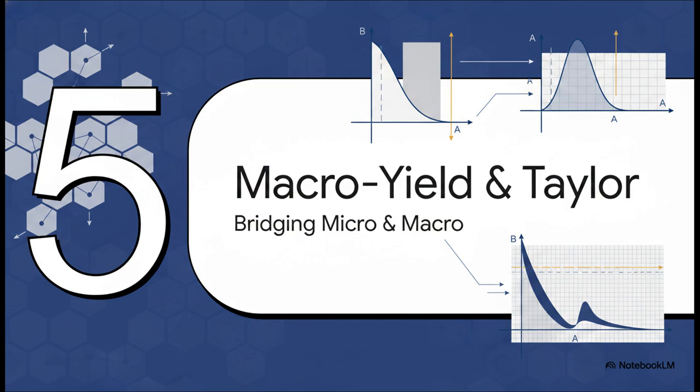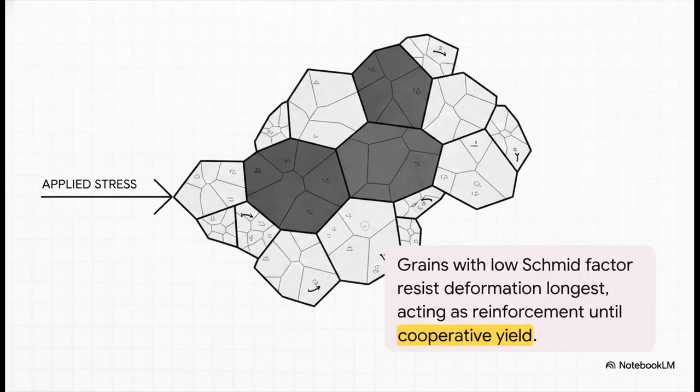Finally, Section 5, macro yield and the Taylor factor. This is where we bridge the micro and the macro. We have the microstructural mechanics, and we have the boundary constraints. Let's synthesize this into overarching macroscopic engineering data. Now, in a highly textured polycrystal, the internal grains are not randomly oriented. Because every single grain possesses a unique Schmidt factor relative to the applied load, they absolutely do not yield simultaneously. The grains with the lowest Schmidt factors geometrically resist deformation the longest. They act essentially as internal structural reinforcing elements within the microstructural matrix, literally holding the material together until the global stress is high enough to force cooperative systemic yielding.